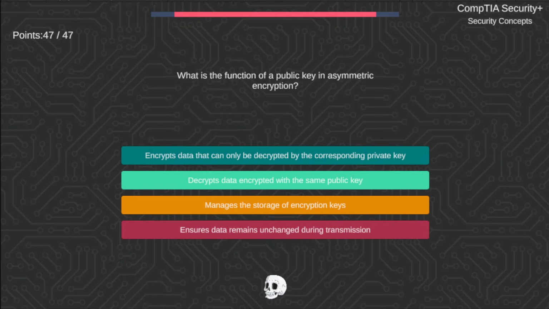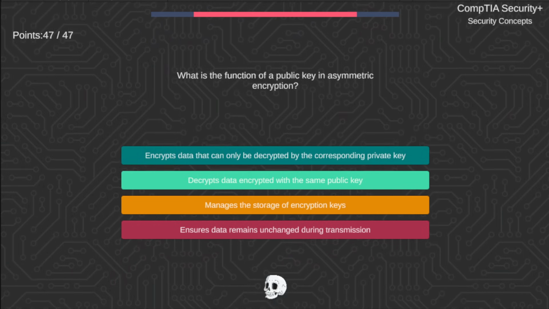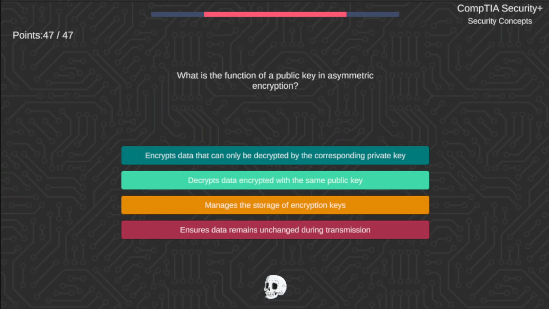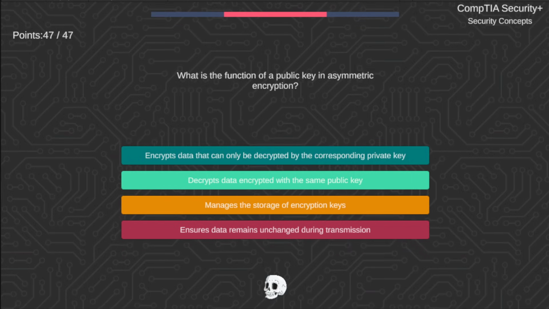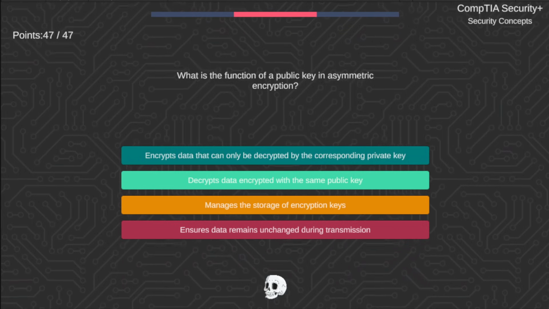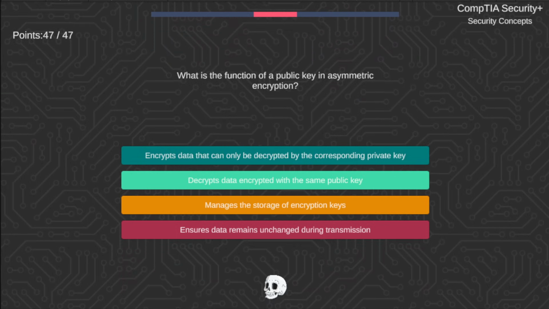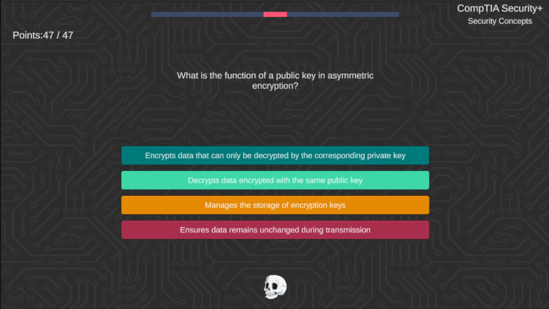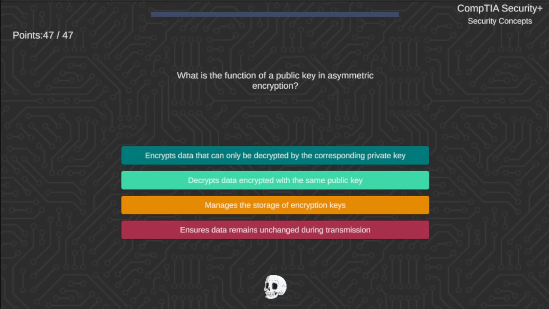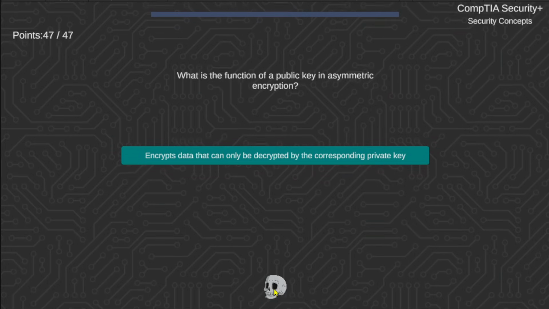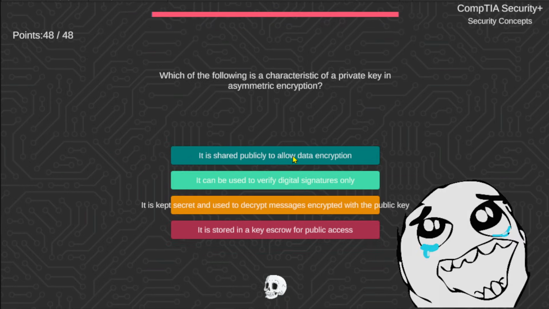What is the function of a public key in asymmetric encryption? Encrypts data that can only be decrypted by the corresponding private key, decrypts data encrypted with the same public key, manages the storage of encryption keys, or ensures data remains unchanged during transmission. The function of a public key in asymmetric encryption. Correct answer is it encrypts data that can only be decrypted by the corresponding private key.